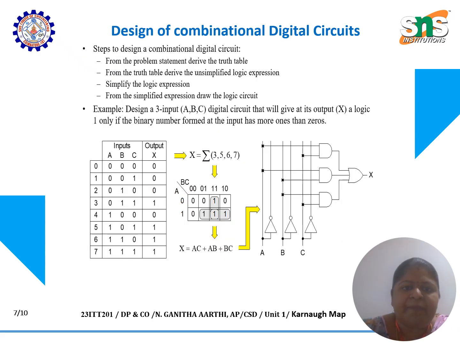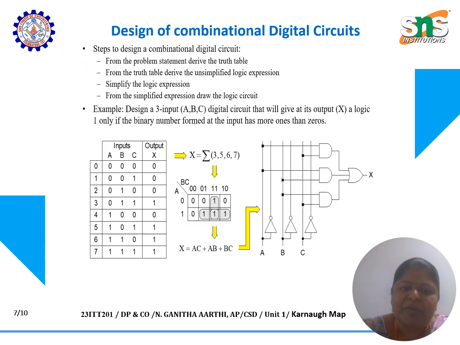So the digital circuits and the combinational circuits can be designed using the input and output truth table, and we shall look into an example here. The steps to design combinational logic are: from the problem statement, derive the truth table. The first step is to form the truth table from the given expression. The second step is from the truth table derive the unsimplified logical expression. Then simplify the logical expression. From the simplified expression, draw the logic circuit.